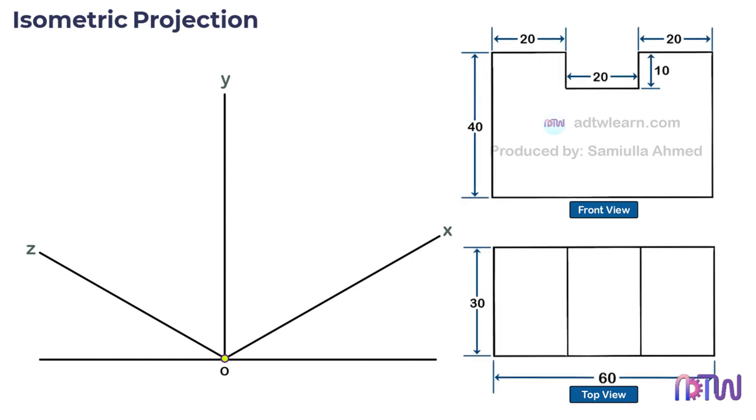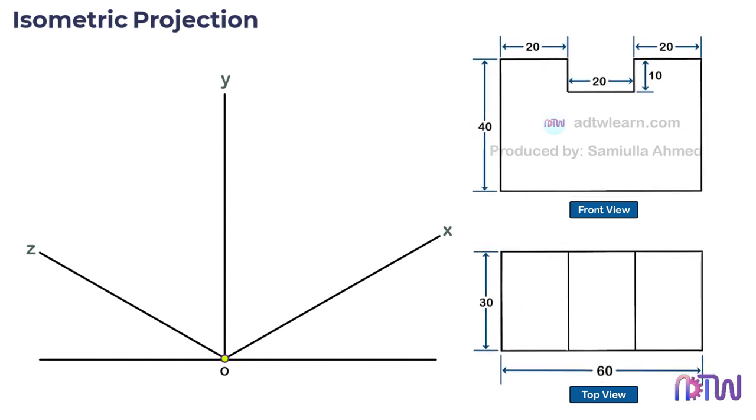By looking at these two views, you need to imagine the object. When you see this object from the front, this is how it looks, and when you see it from the top, this is how it looks. We can see this object as symmetrical, that is, the left side of the object is the mirror image of the right side. In this case, you can draw the front view on any plane.